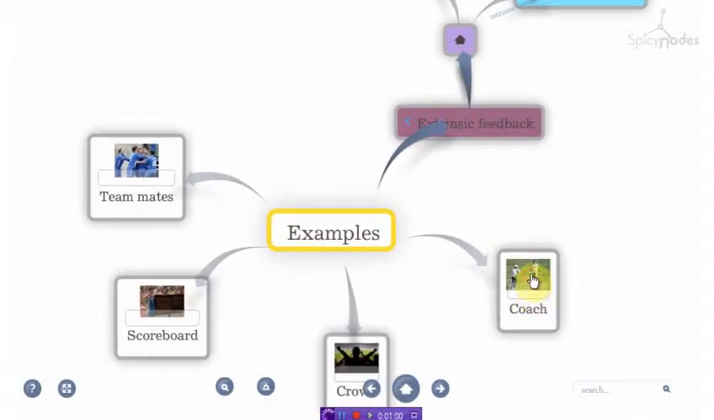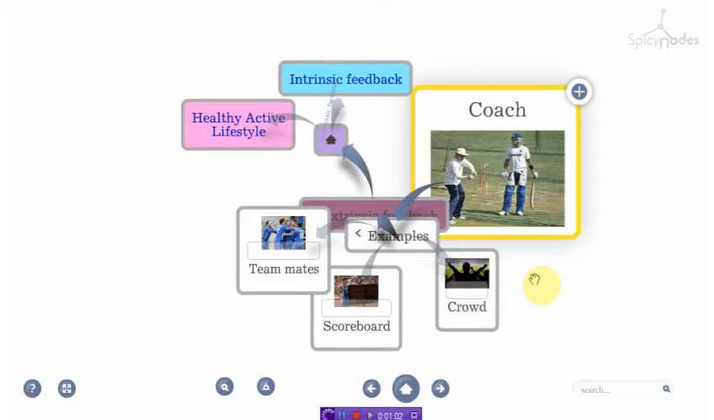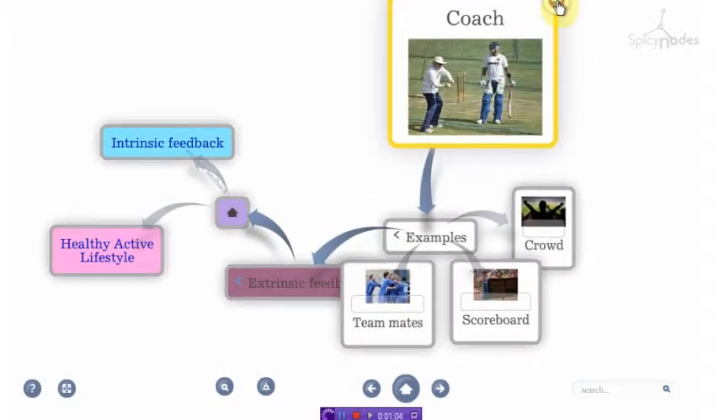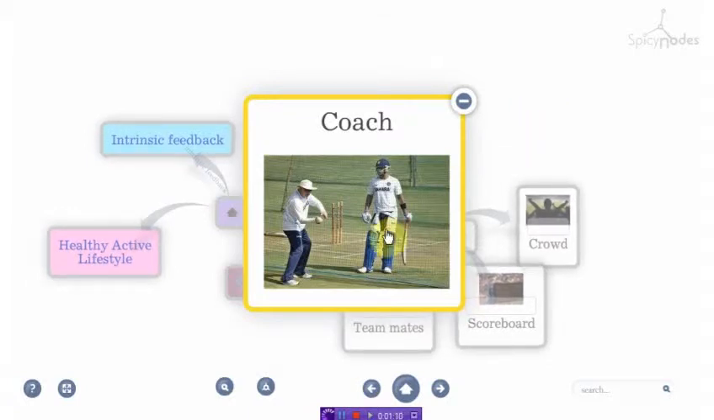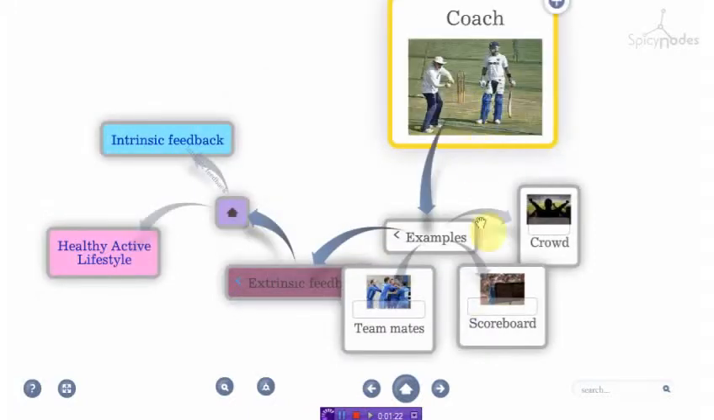Let's look at the coach first of all, because the coach is often the person who gives the most feedback about performance, and in this case you can see that the cricket coach is giving information, giving feedback to the batsman about how he's played the shot, what he might need to do to improve. So that would be one very obvious example, if information comes from the coach.